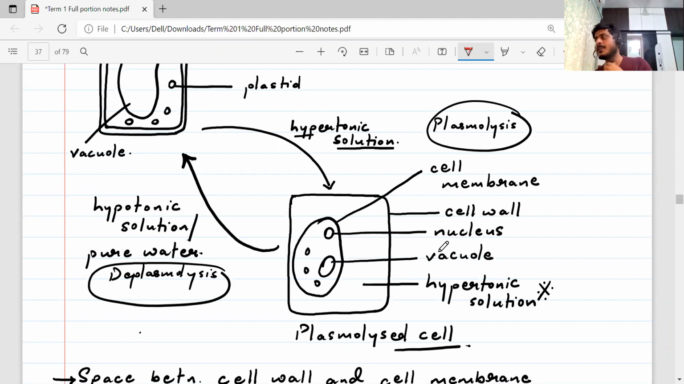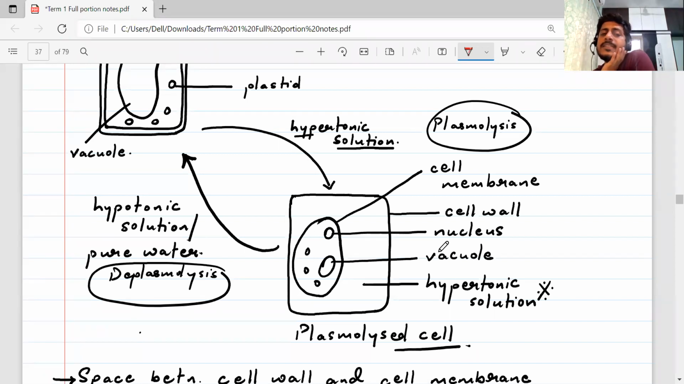If they give you the plasmolysed cell, they will ask you in what kind of solution was the cell placed? Hypertonic. What can you do to get the cell back to its original condition? Place it in hypotonic solution or pure water. Which kind of osmosis will happen when you are bringing it back to its original condition? Endosmosis.